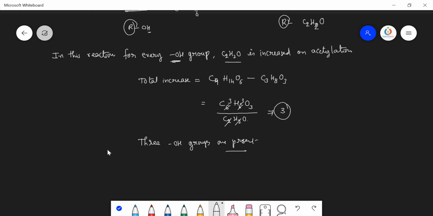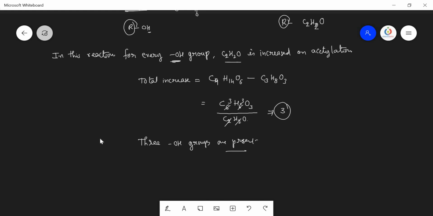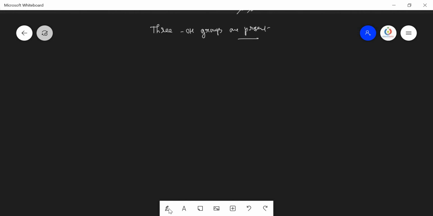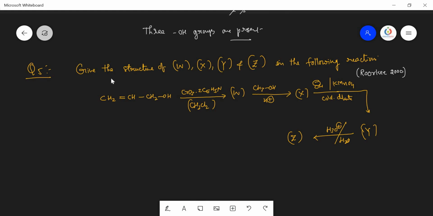So the given organic molecule is having the 3 OH groups. Let's write down another question. Maybe question number 5. I think the question is, give the structure of W, X, Y and Z in the following reaction. Reaction is given.